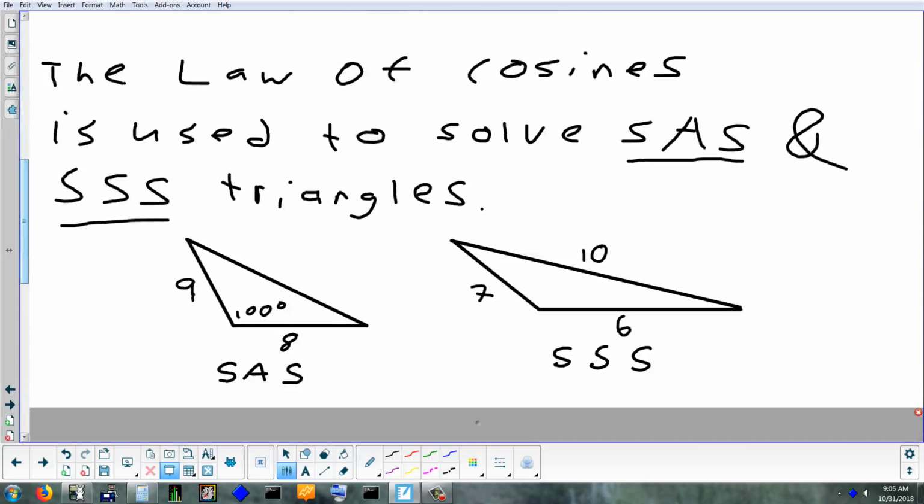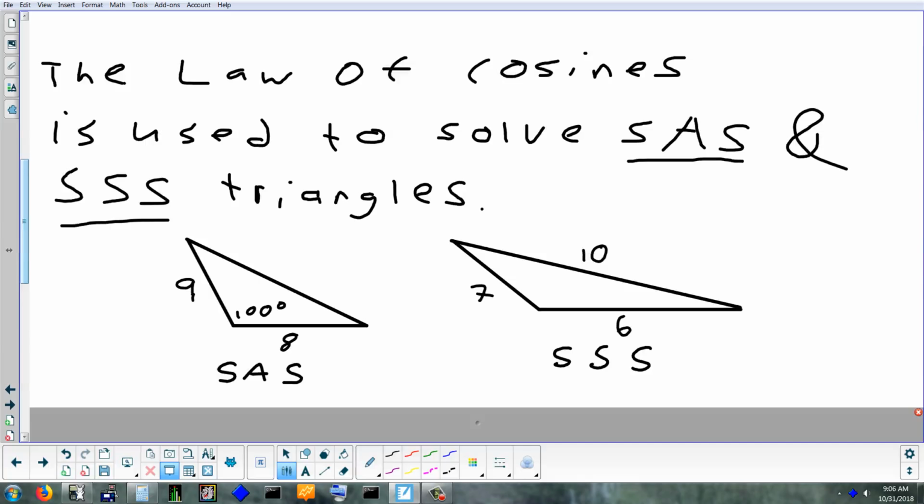So there's an example of side angle side. 2 sides and an angle, but the angle is between the 2 sides. If the angle wasn't between, then it would be law of sines. It would be side, side angle, and that's the case where you check for the 2 solutions. And then side, side, side, that's where you know all the sides.